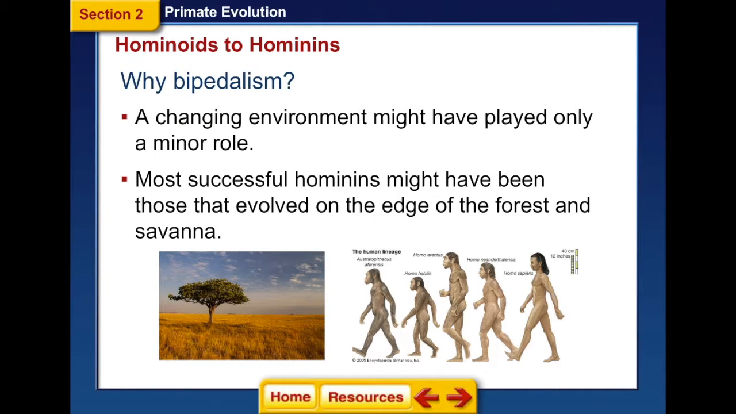Now, we may ask ourselves, why did bipedalism have to be a characteristic of humans at one point, or why did we have to at one point become bipedal? And then we have some possible explanations for this. We believe that maybe a change in environments might have played a minor role in this change from walking on four legs to bipedalism. And we simply say that most successful hominins, which again ended up becoming humans, might have been those that evolved on the edge of the forest and of the savannah.